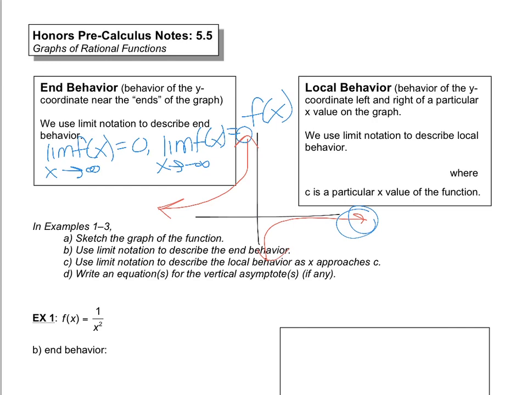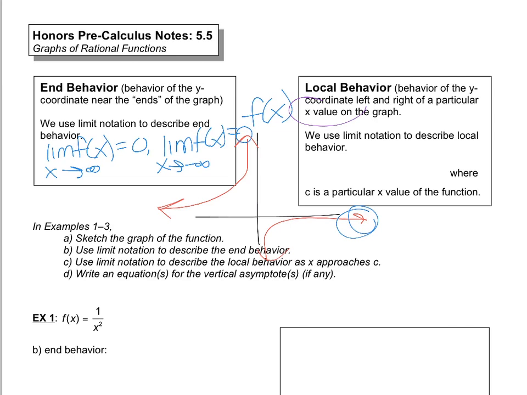Now, one thing that is new is talking about what happens locally on a graph. So we still use limit notation to describe this, but when we talk about local behavior, for example, in this example that I have here, if you notice what happens when x is 0, the function does two different things. So there's something worth noting happening at 0. So we describe that using local behavior. So in this case, we talk about the behavior of the y value to the left and right of a specific x value. So in this case, that x value is 0.